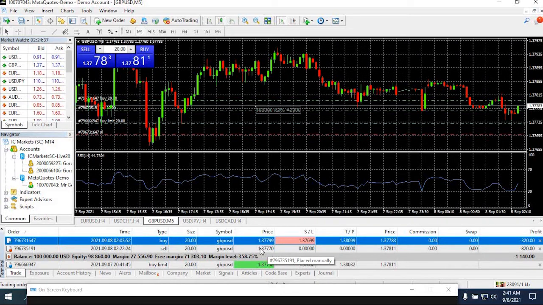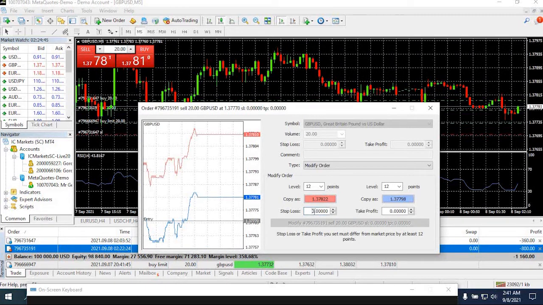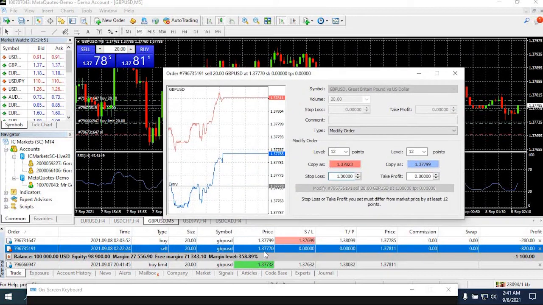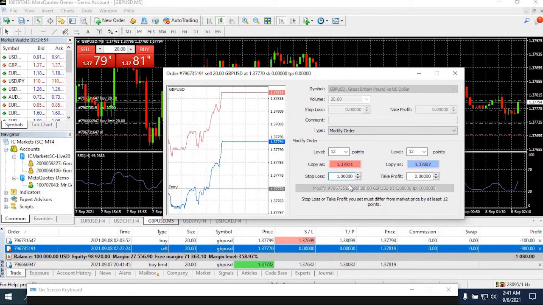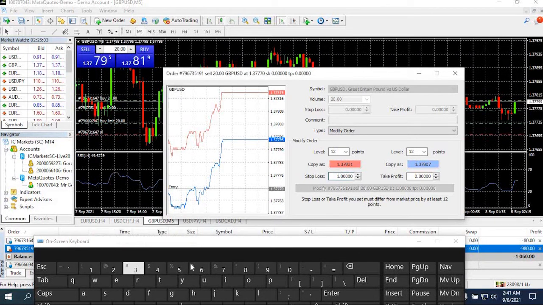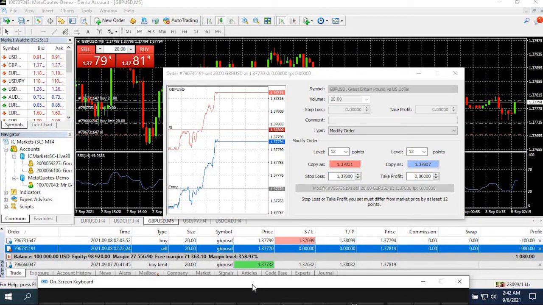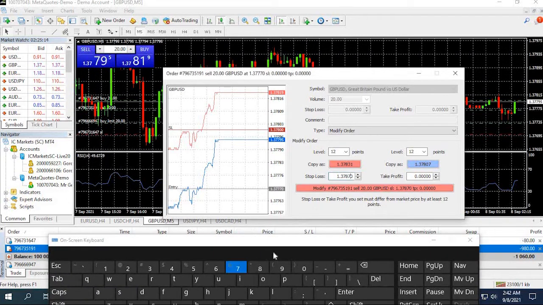Right, so the stop loss would be, click modify, the stop loss would be 1 point current price 37, so 1 point, bring up that digital keyboard, 1.3, 1.378, 1.37870, right, and that is the stop loss for a sell trade.